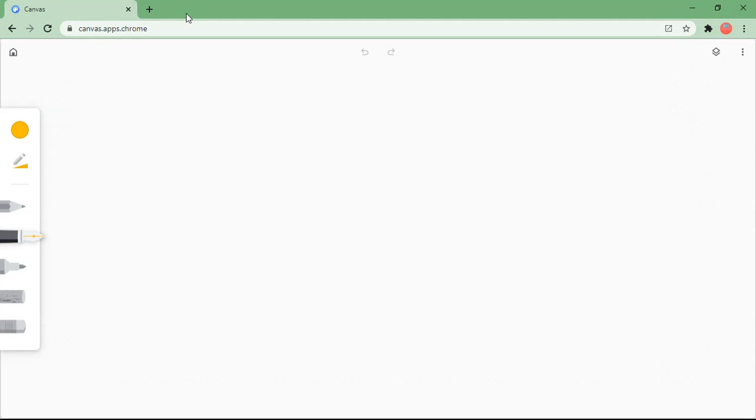Here, angle of elevation. So let's take an object. Let's take a ball here.